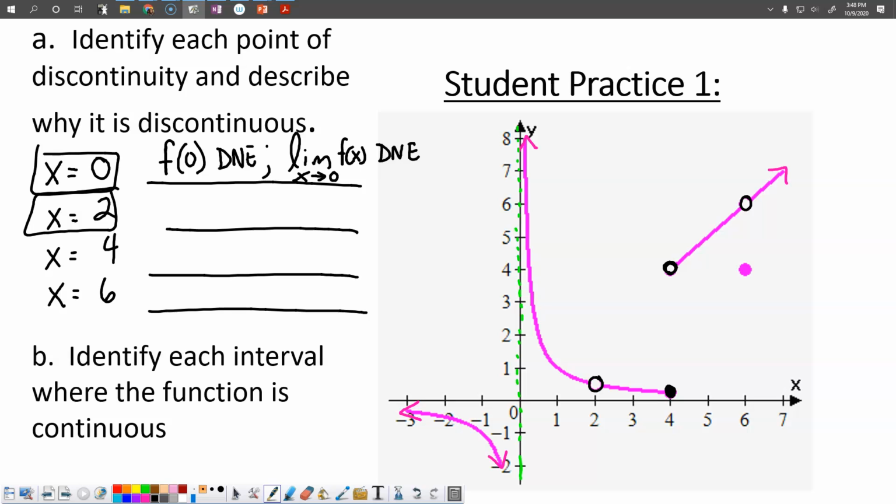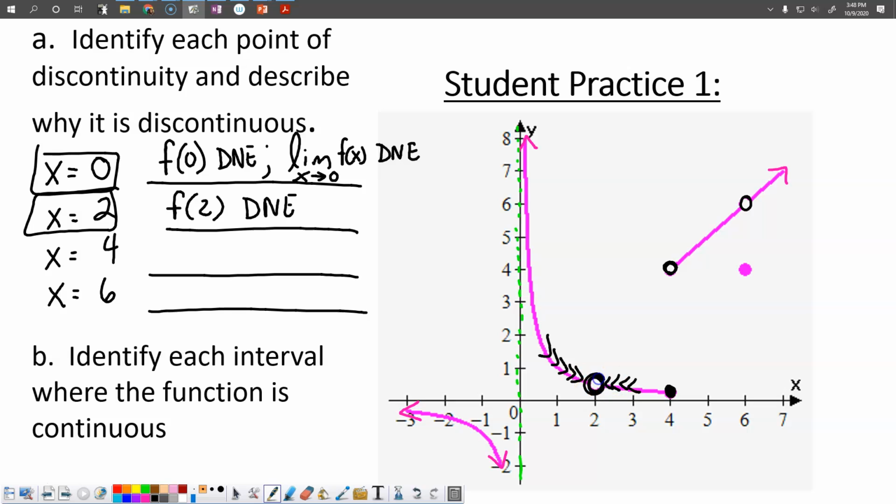Well, when I look at this point here, do you guys see any y values? There's no y value anywhere here. So if I asked you what's f of 2, you would not be able to give me an answer. So the function does not exist. The limit does exist. So if you said that the reason is because the limit doesn't exist, you would be incorrect, because the limit does exist.